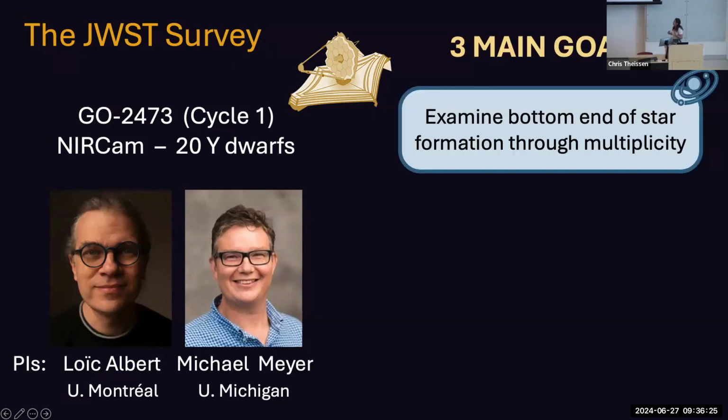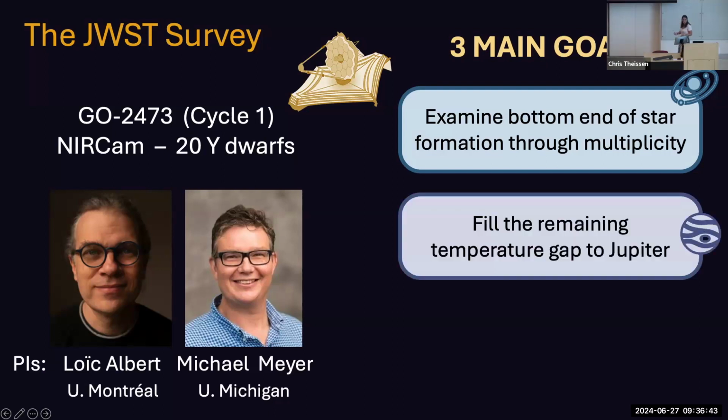The first one is to exploit the unprecedented infrared sensitivity of James Webb to cold objects like Y dwarfs and its unprecedented spatial resolution at these wavelengths, to probe for the first time the multiplicity of these Y dwarfs and explore the very bottom end of star formation through binarity.